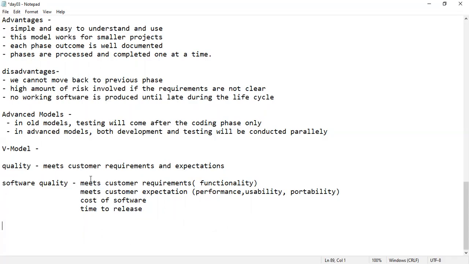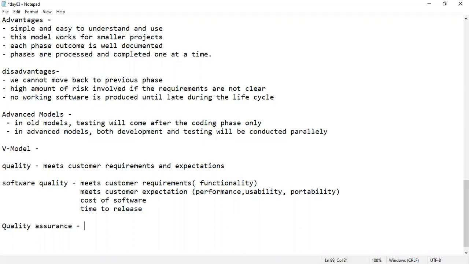Okay, next question. What is quality assurance? They might ask what is quality assurance and what is quality control in an interview. What is quality assurance? It is process based, correct?